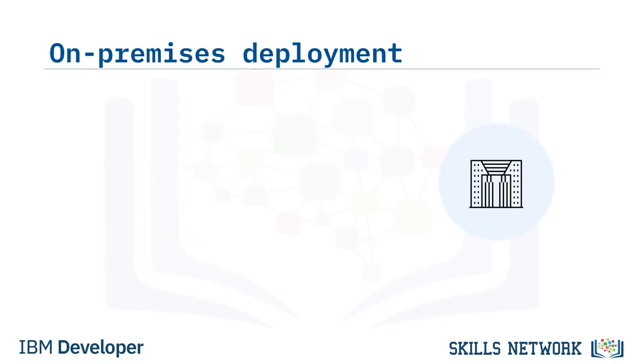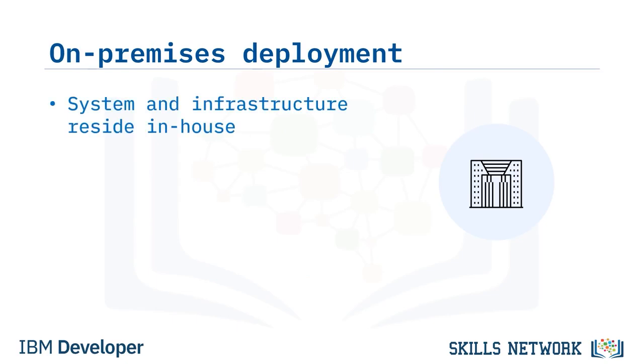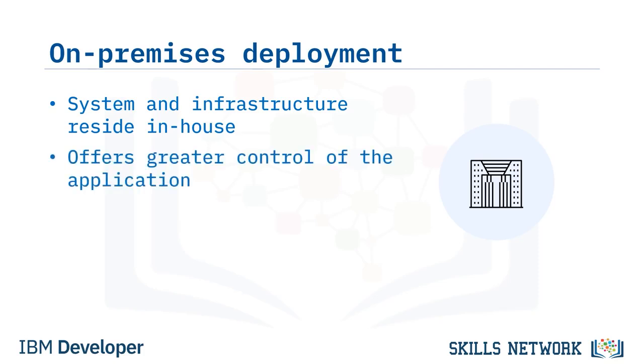There are several options for deploying application environments. In on-premises deployment, the system and its infrastructure resides in-house, within the organization's physical location, often behind a firewall. Firewalls prevent unauthorized access to or from a private network. If an organization desires greater security or control of an application and the data in use by that application, it may deploy the application on-premises.